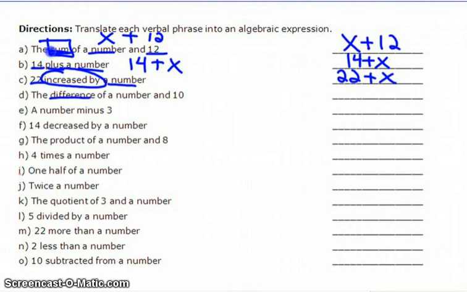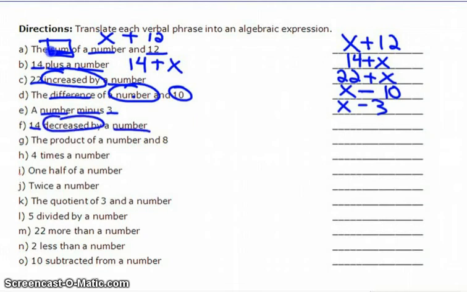The difference of a number and 10. Difference, now, that doesn't mean to add, difference means to subtract. We've got some number and 10, and it's the difference, so we're subtracting it. Notice that the x goes first because the number went first in the sentence. Right? You always follow the order the way it goes in the sentence. So a number minus 3, we have a number minus 3. 14 decreased by a number, 14 minus a number.